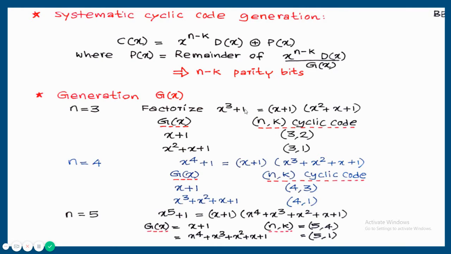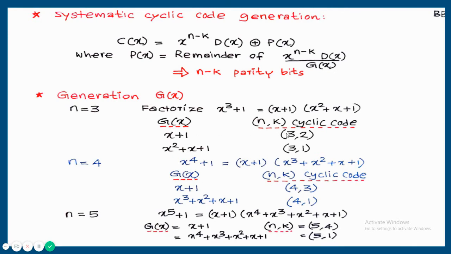So x raised to 3 plus 1 is going to be factorized, and this is the factorization result: x plus 1 into x square plus x plus 1. This cannot be further factorized. So this or this can be used as a generator polynomial. If I am using this as a generator polynomial, number of parity bits are 2. If this polynomial is selected, number of parity bits are 1. So both I am showing here.